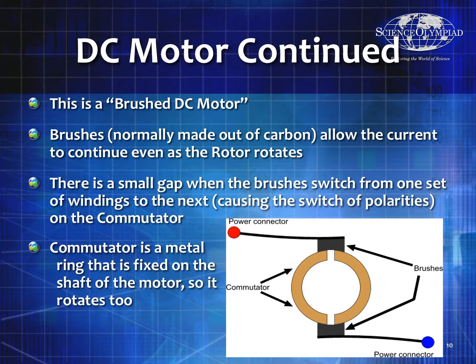Now these brushes are normally made out of carbon, okay? And they allow the current to continue even as the rotor rotates. So the small gap, if you will, lets you switch from one set of windings to the next, causing the switch of polarities, okay? So remember, the commutator rotates with the rest of the rotor, whereas the brushes do not rotate.